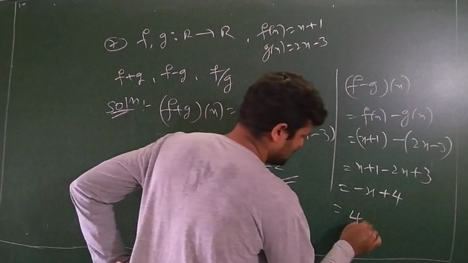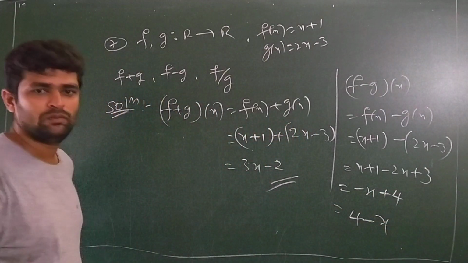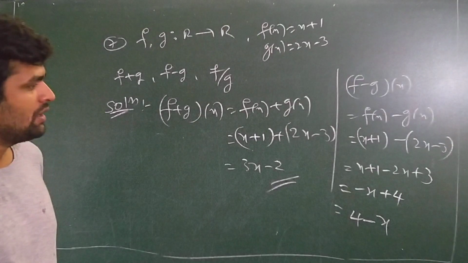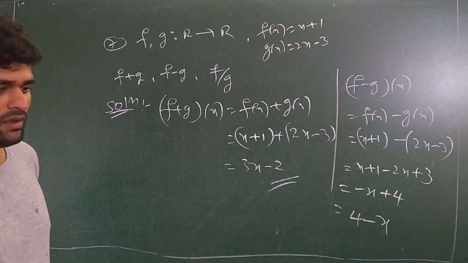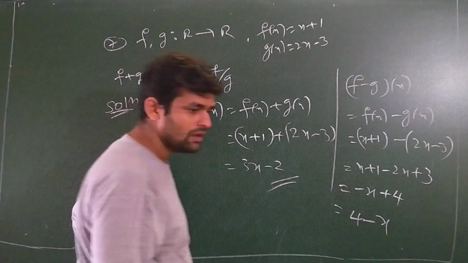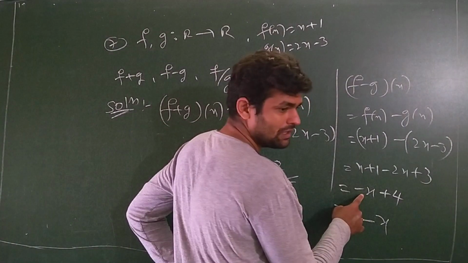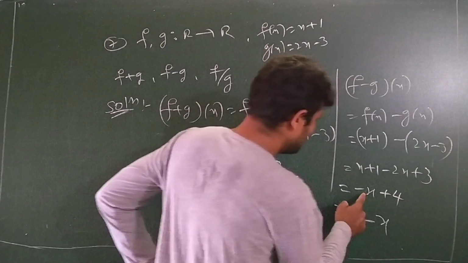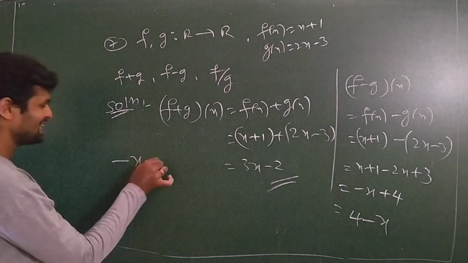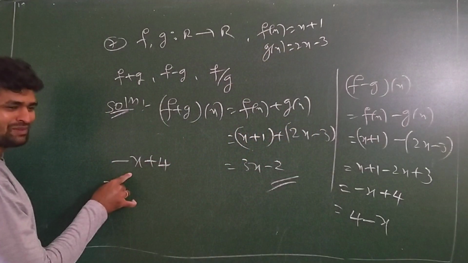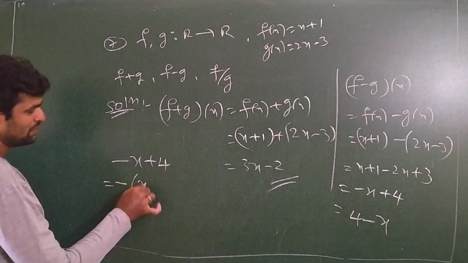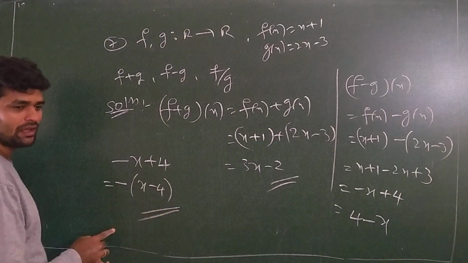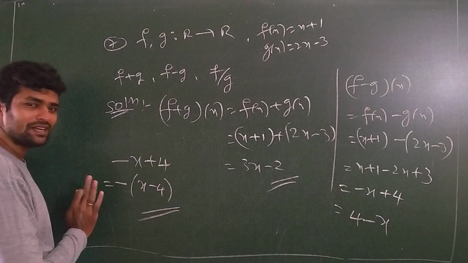Minus x plus 4 is not 4 minus x, it is x minus 4 after taking minus outside. Minus I should take outside, he will get x minus 4. Now it is okay. Okay, guys, understood?